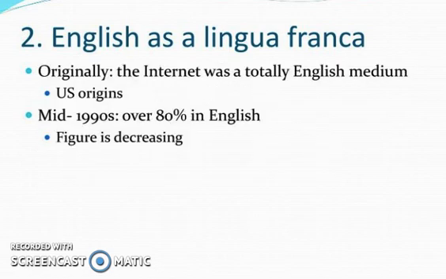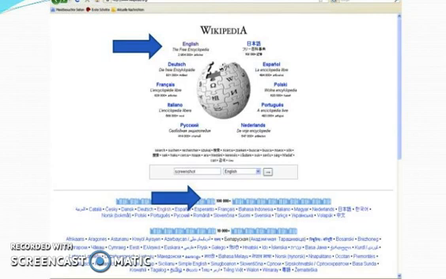Originally, the internet was a totally English medium with US origins, and it goes back to the 1990s. Over 80% of internet information was in the English language. But unfortunately, the figure is declining now because, as you see, we have Chinese, Korean, and many other languages. Here you can see the table. Unfortunately, it's not visible, but I will try to explain. In the first place, you can see English. Then Dutch, French, Italian, Russian, and many other languages. They are used as lingua franca languages.